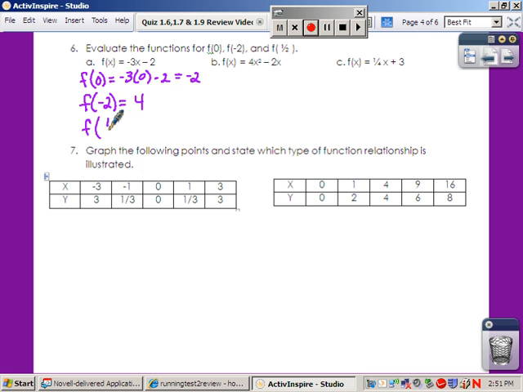And finally, f of 1/2. If you don't like dealing with the fractions, you could always change it to 0.5. We have negative 3 times 0.5, that's negative 1.5. Minus 2 more gives us negative 3.5.